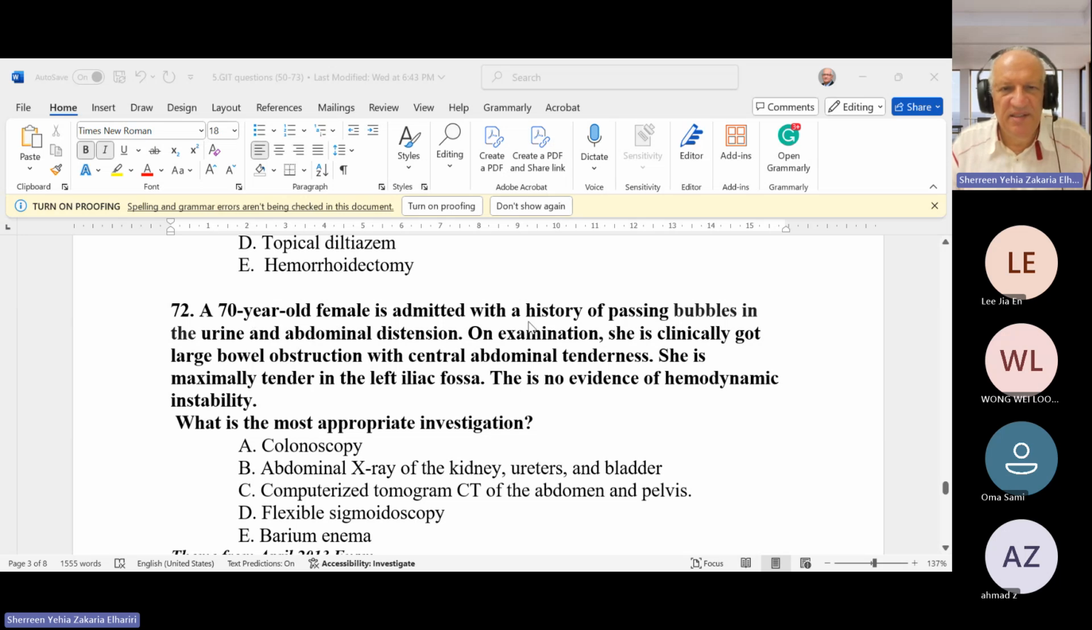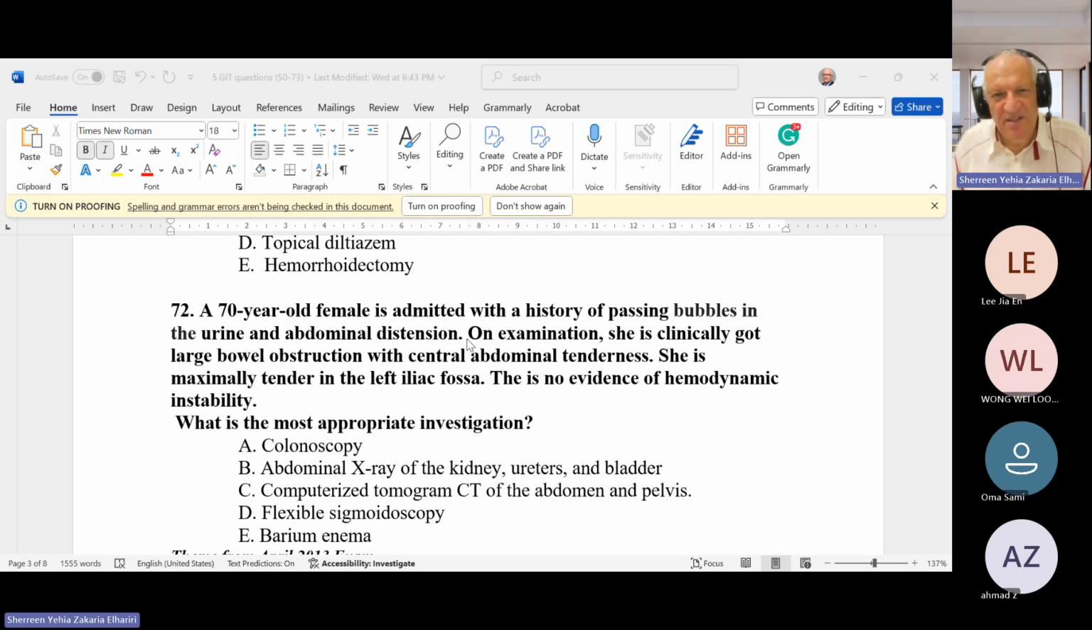A 70-year-old female is admitted with a history of passing bubbles in the urine and abdominal distension. Bubbles in the urine is something we call pneumaturia. Pneumaturia means that air comes in the urine. On examination, she is clinically well, with signs of large bowel obstruction and central abdominal tenderness. She is maximally tender in the left iliac fossa, with no evidence of hemodynamic instability. So before investigation, what is this patient's diagnosis, what does she have? Rectovesical fistula.